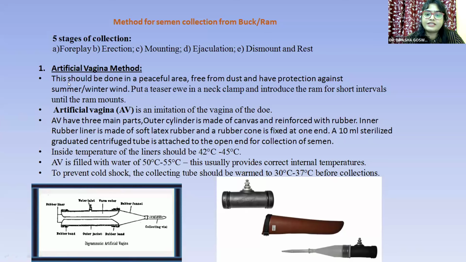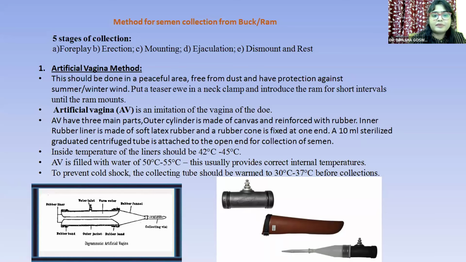In the artificial vagina method, we use an instrument known as an artificial vagina. It mimics the original vagina, and the artificial vagina has 3 parts, as you can see here. The outermost part is made up of canvas. Within this, an inner soft latex-like rubber structure is there. And this one is the graduated vial, probably 5 ml or 10 ml, which is for collection of the semen.